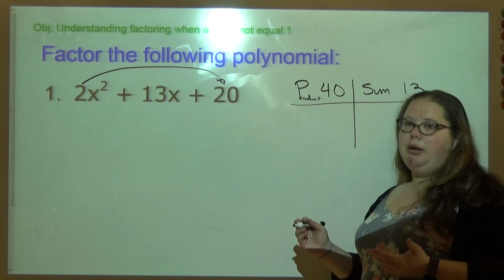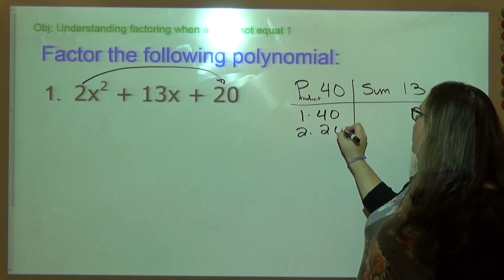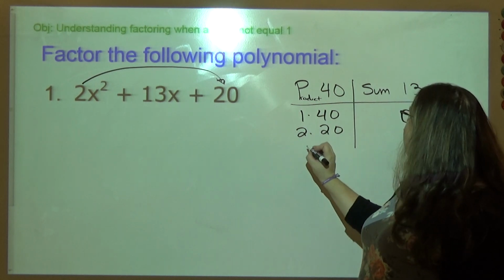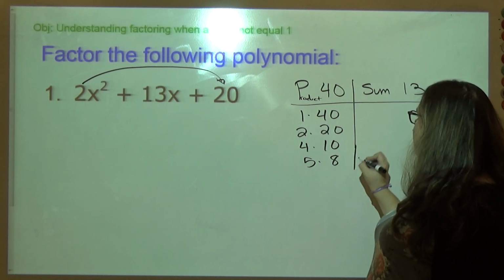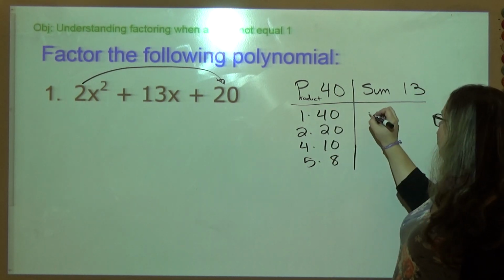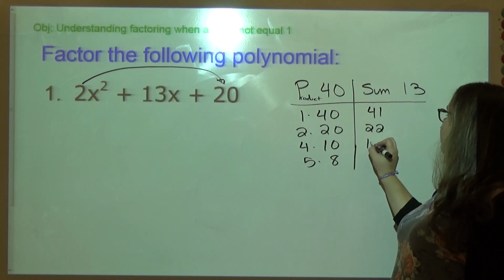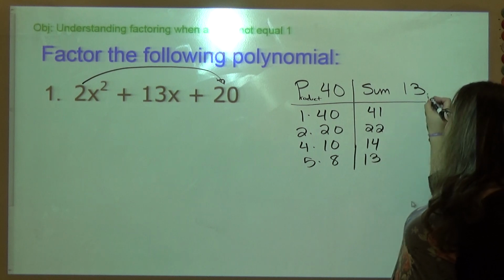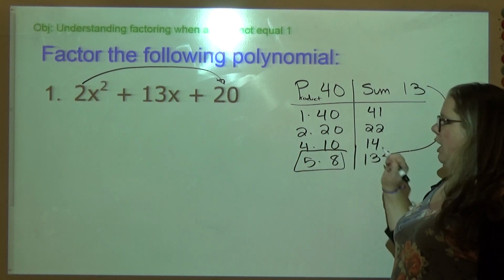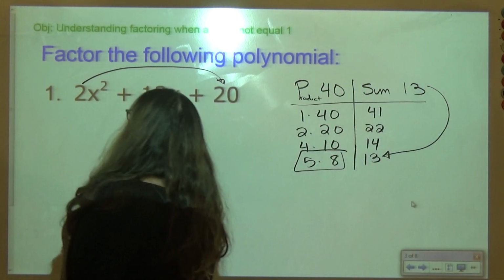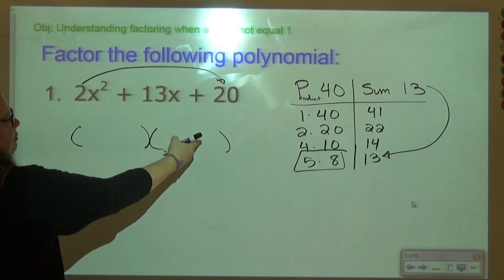So let's write down everything that multiplies to 40. 1 times 40, 2 times 20, 3 doesn't work, 4 times 10, and 5 times 8. Find the sum of those terms: 41, 22, 14, and 13. We were looking for the sum that gave me 13. It's 5 and 8. Now, when we're just doing basic product sum, all we had to do was plus 5 plus 8.